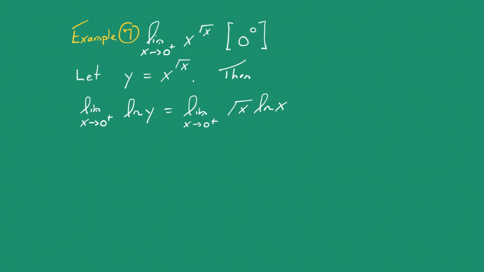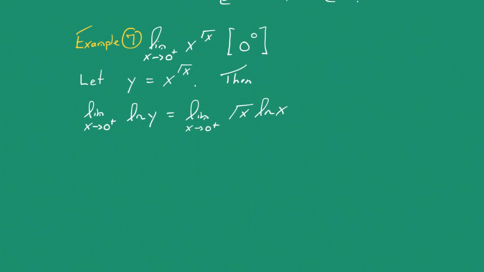And now we take a look and see what type of limit this is. Well, the root x is tending to 0 as x tends to 0 from the right. And what about that log x? Well, let's just remember that the log function looks like this. And as x tends to 0 from the right, as we're considering here, log x is tending to minus infinity. So this looks like type 0 times minus infinity.